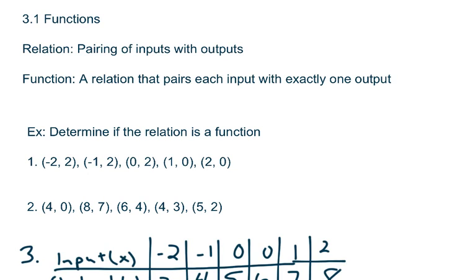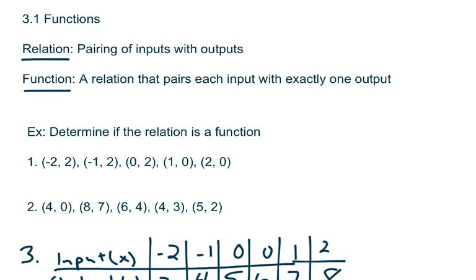Section 3.1, functions. Section 3.1 starts with two vocabulary terms. The first one is relation. A relation is a pairing of inputs with outputs, and I'll show you what that looks like here shortly. And then the second one is a function. Now, a function is a specific type of relation that pairs each input with exactly one output.